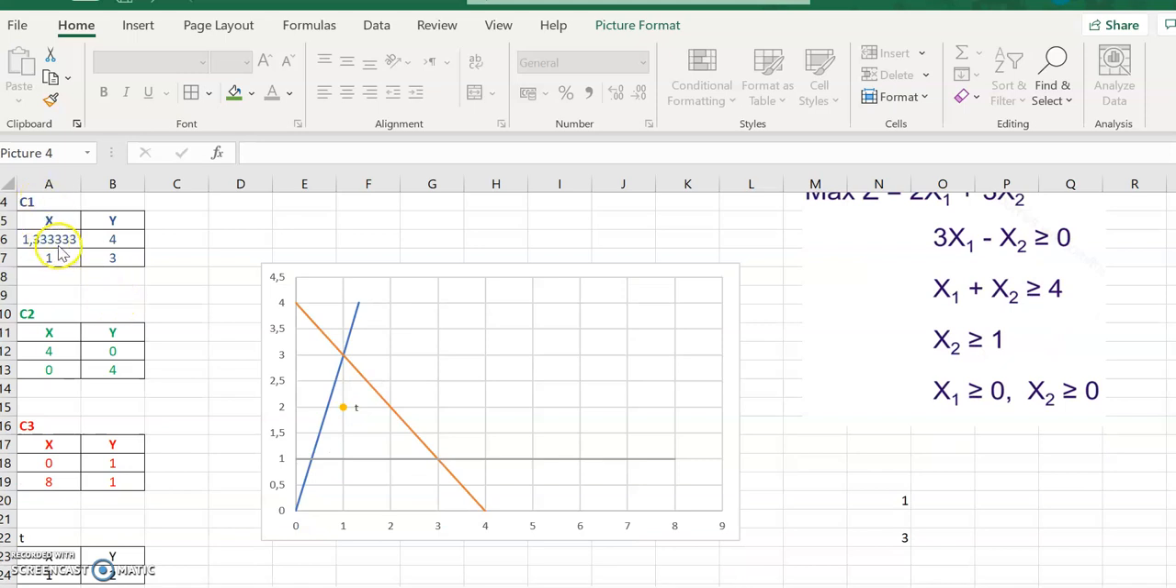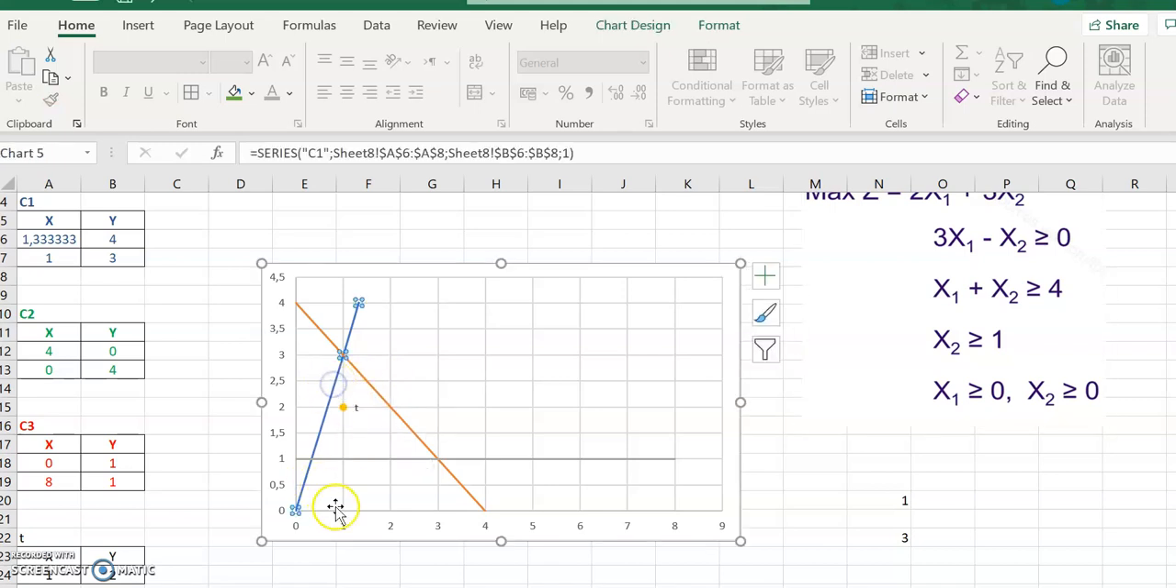I went ahead and graphed each of the lines representing the constraints, and now we're left to determine which way they're facing. Which area are they limiting? Let's start with constraint 1, this one.